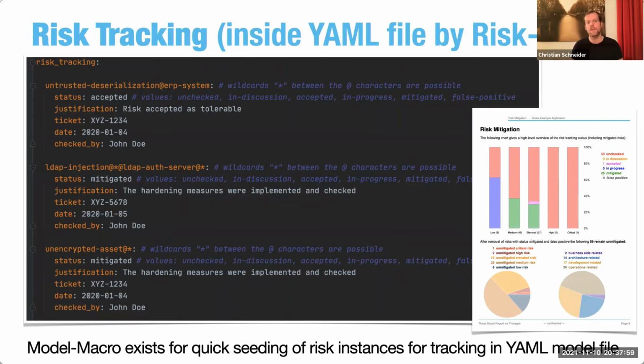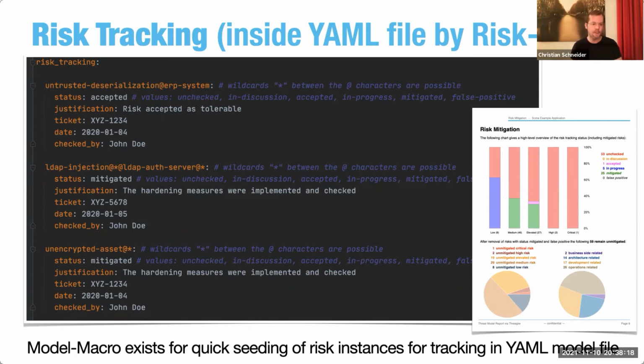You can set a state of either being unchecked, that's the default for that risk, or in discussion, accepted, in progress, mitigated, or false positive. And that can also be flagged as this, of course. And then you can add a justification string, some reference, some date and stuff like that to keep it on the tracking side valid.